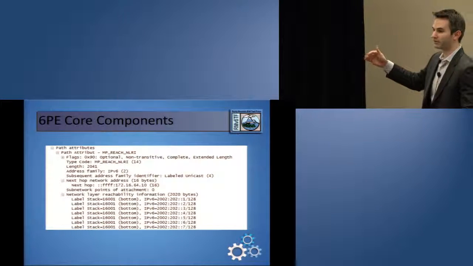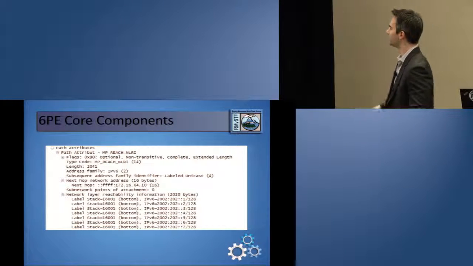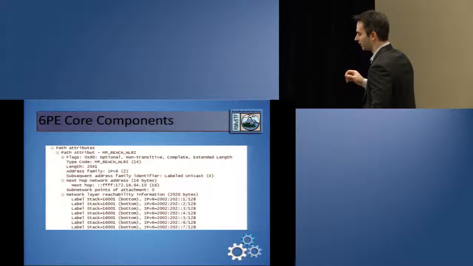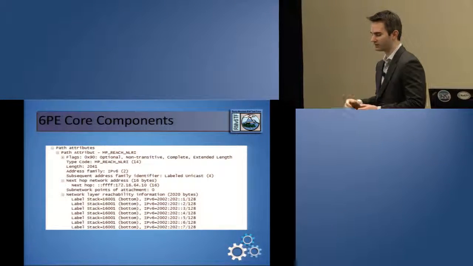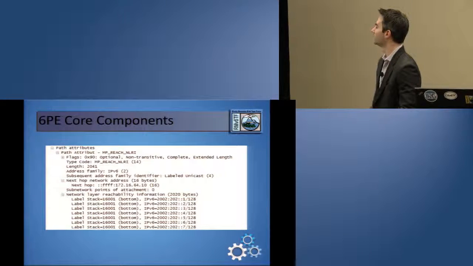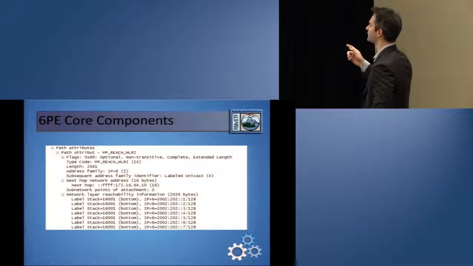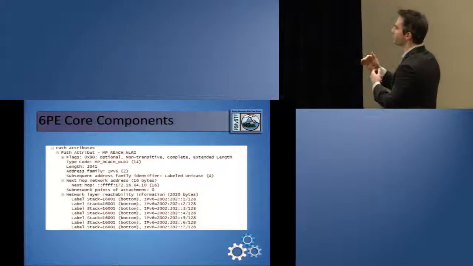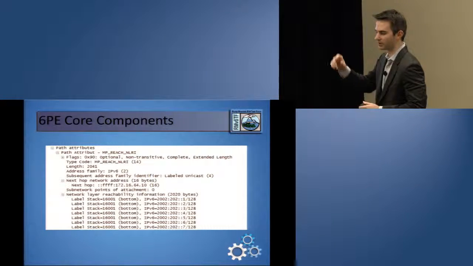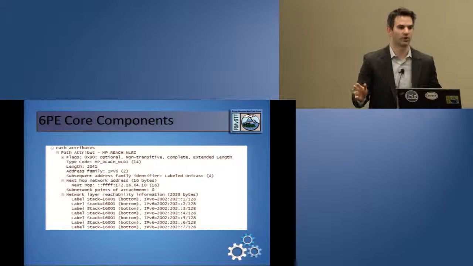Within your path attributes, you now have this new MP reach NLRI path attribute. You can see the AFI of 2 and then the SAFI of 4. So when you configure this BGP, we'll make sure that these capabilities exist also using that information. Then you have the all-important next hop network address. In this case, it is embedded within that MP reach NLRI path attribute rather than being a separate one as you would have with just plain old white bread BGP.